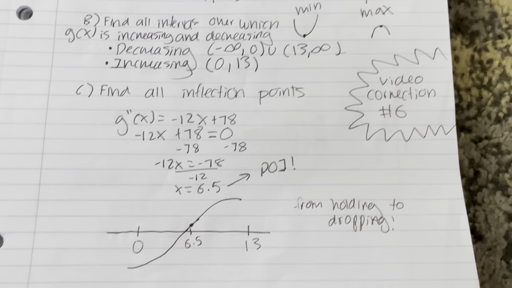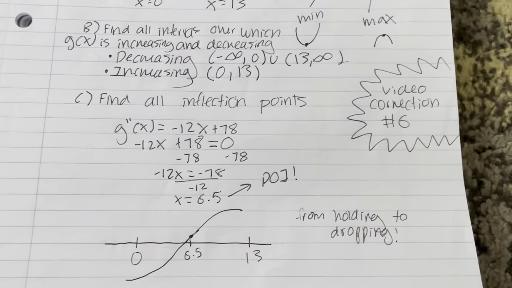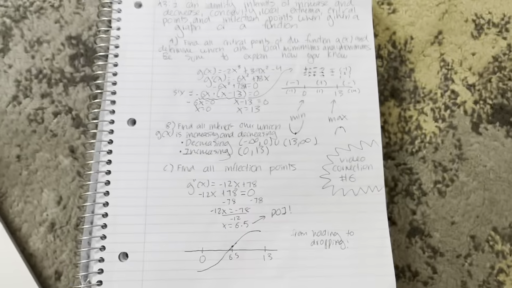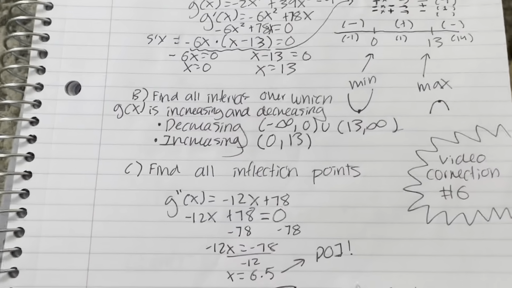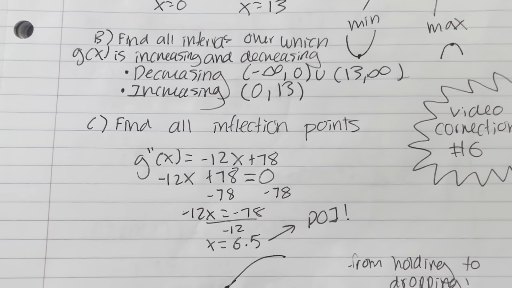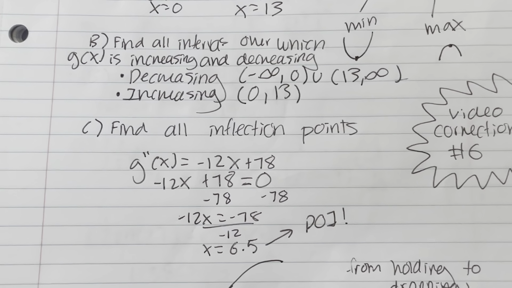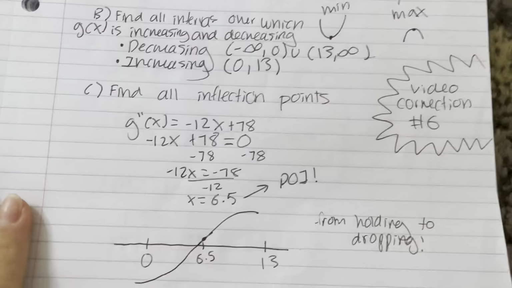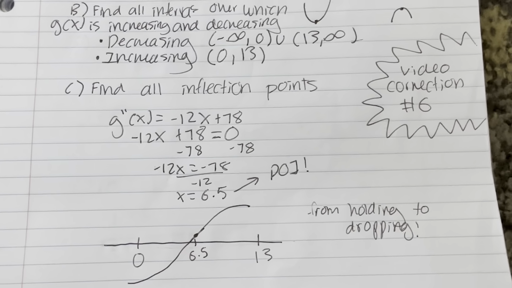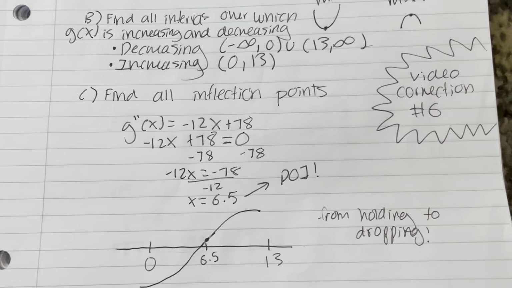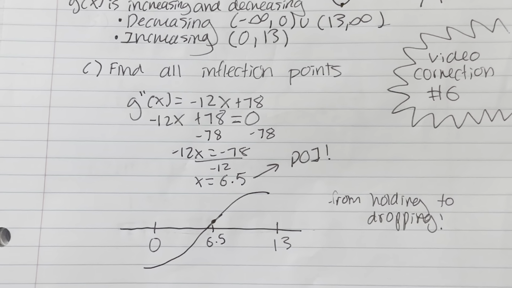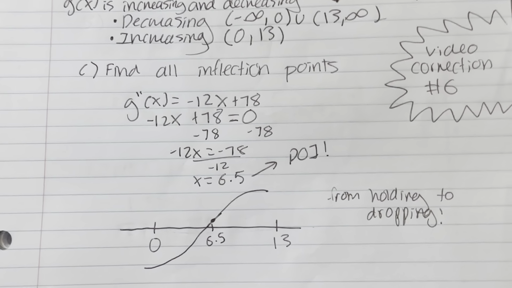Then part C says find all inflection points. The only critical point that is missing is the point of inflection. You take the second derivative of g of x to find that inflection point, which is what I did incorrectly on the test, not only in terms of the location, but also my ability to solve it.